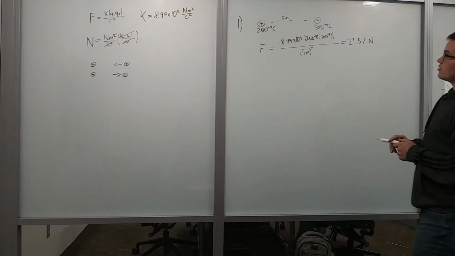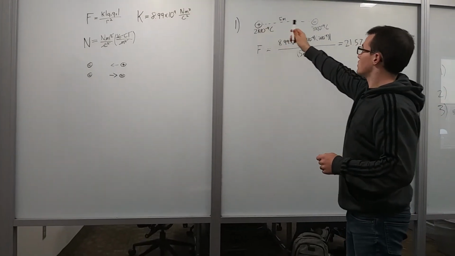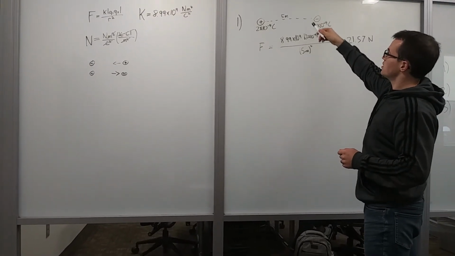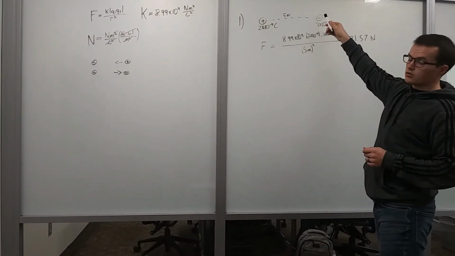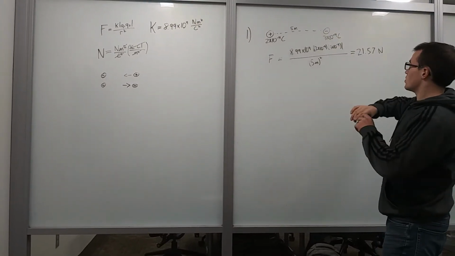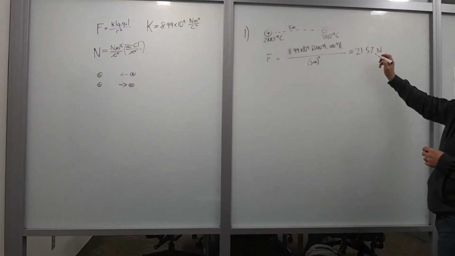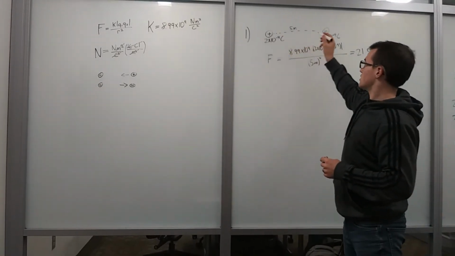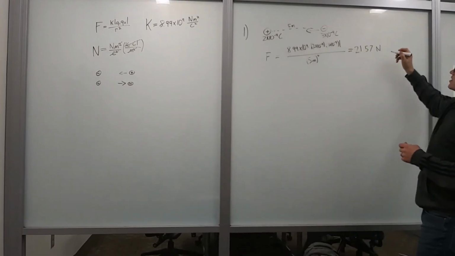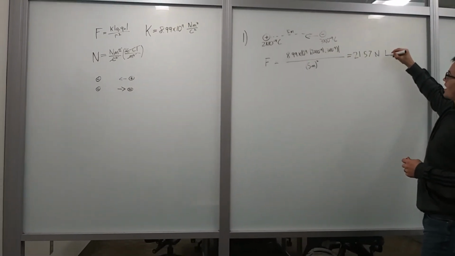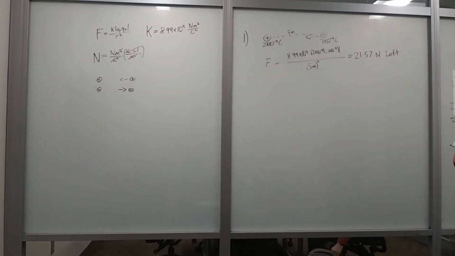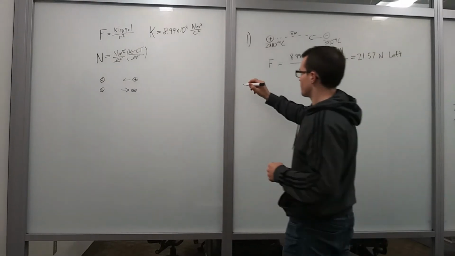And we can tell, because this is a positive and this is a negative, if we were to try to find the force and direction on this one, we would know that the magnitude is 21.57 and it is being attracted to this one. So it is 21.57 newtons to the left. Alright, now we're going to try another one.